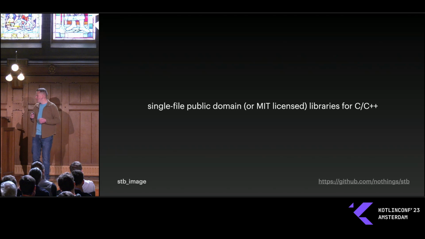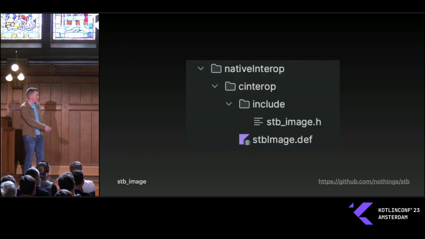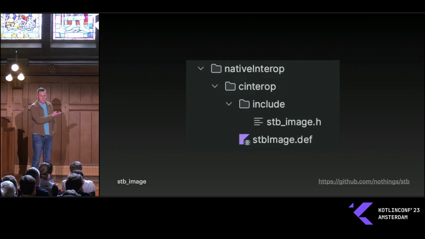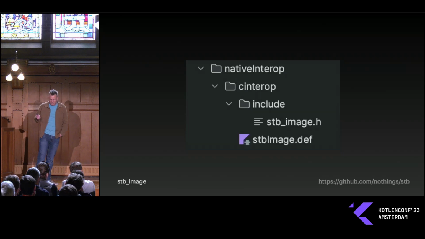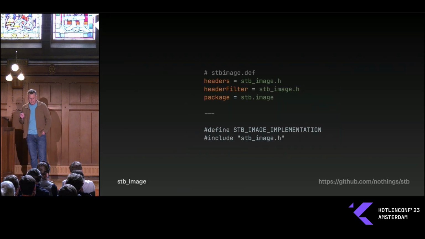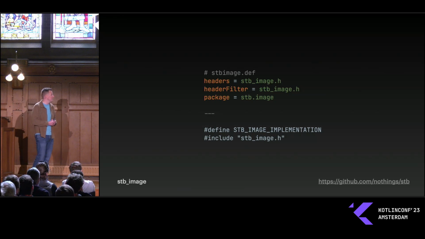So anyway, what does this look like? I went to that GitHub repo down there, and that's not my repo. So I downloaded the stbimage.h file, put it in the C interop folder, and then created this definition file. And if we open up that def file and look at that, this is part of the Kotlin Native C interop tool, part of the build pipeline.